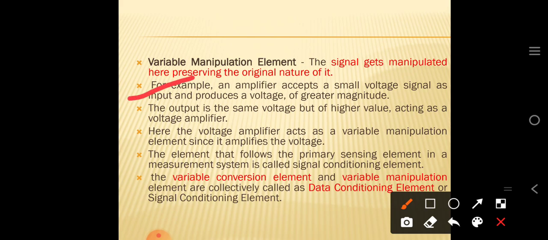Here we have given one example of an amplifier. What is an amplifier? It converts a small voltage signal into a signal of greater magnitude. This is the main function of the amplifier, means it does not change the nature of the signal, but still it manipulates the signal. The output is the same voltage but of higher value, acting as a voltage amplifier. This is an example of a variable manipulation element. Here the voltage amplifier acts as a variable manipulation element since it amplifies the voltage. The same point is explained here.